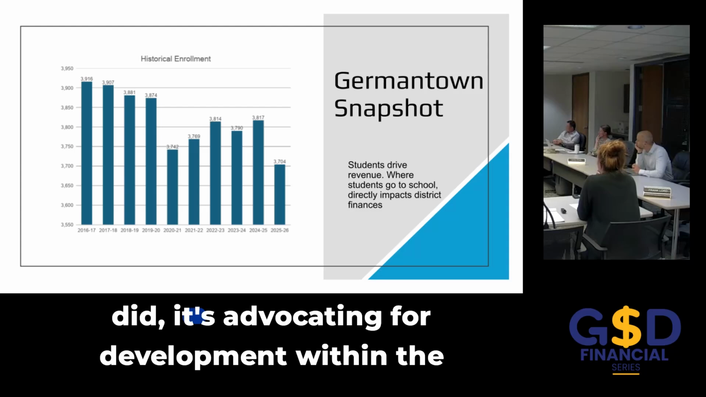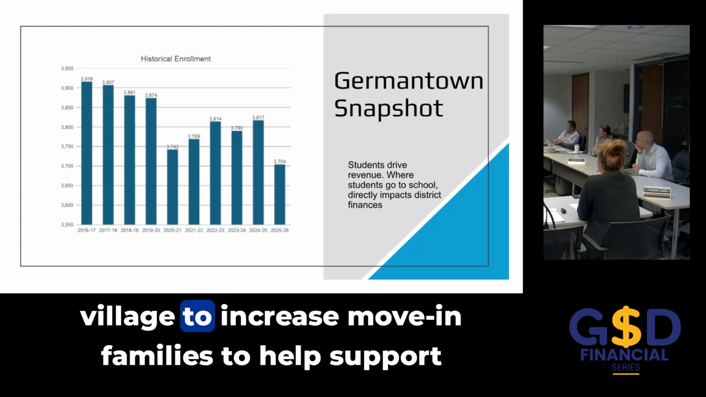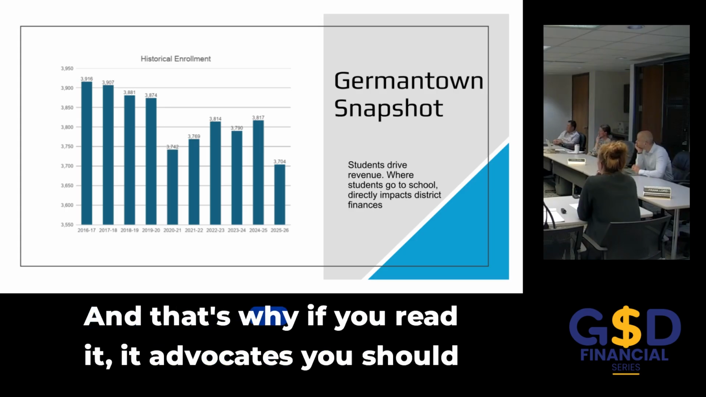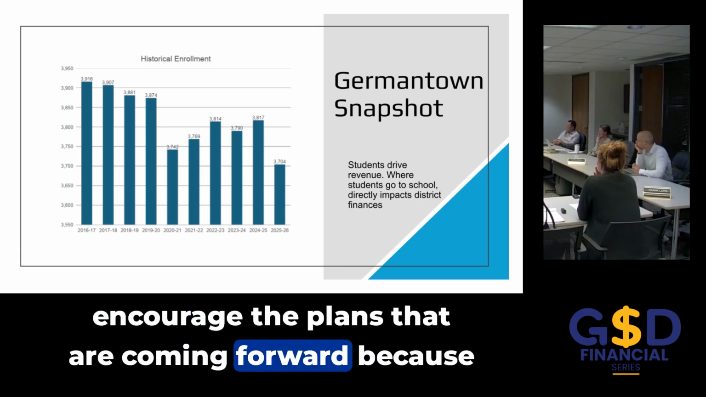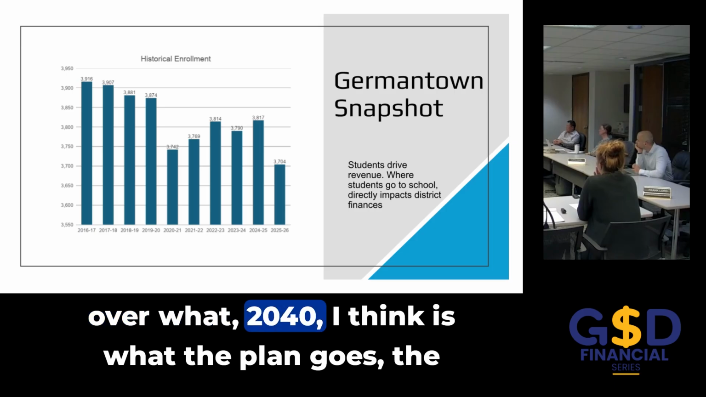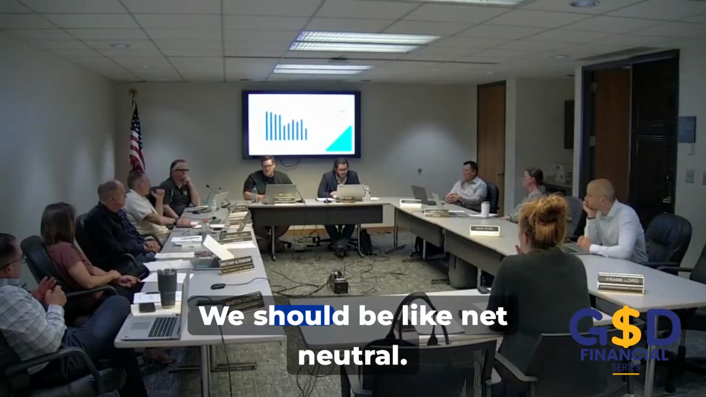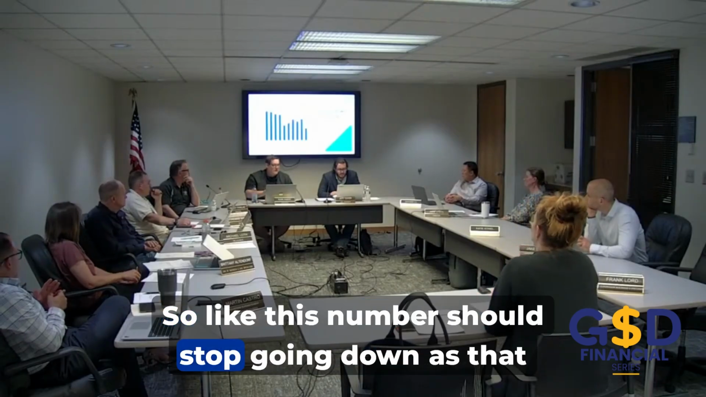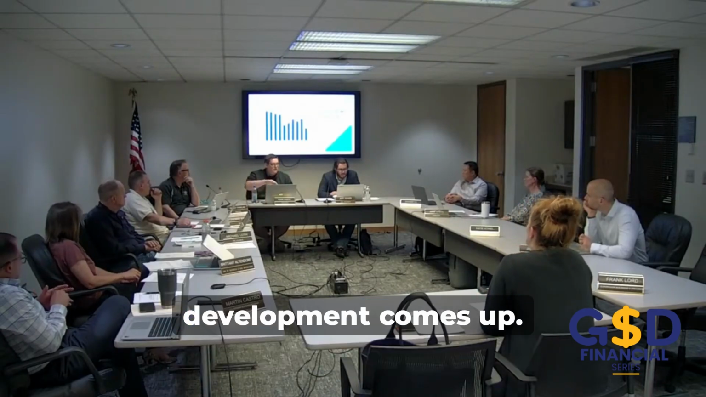Yeah. And this is why when we look at our ROFRS report, our student enrollment projection report that we did, it's advocating for development within the village to increase move-in families to help support and level off our enrollment. That's why if you read it, it advocates you should encourage the plans that are coming forward, because it'll level us off through 2040. We should be net neutral, so this number should stop going down as that development comes up.